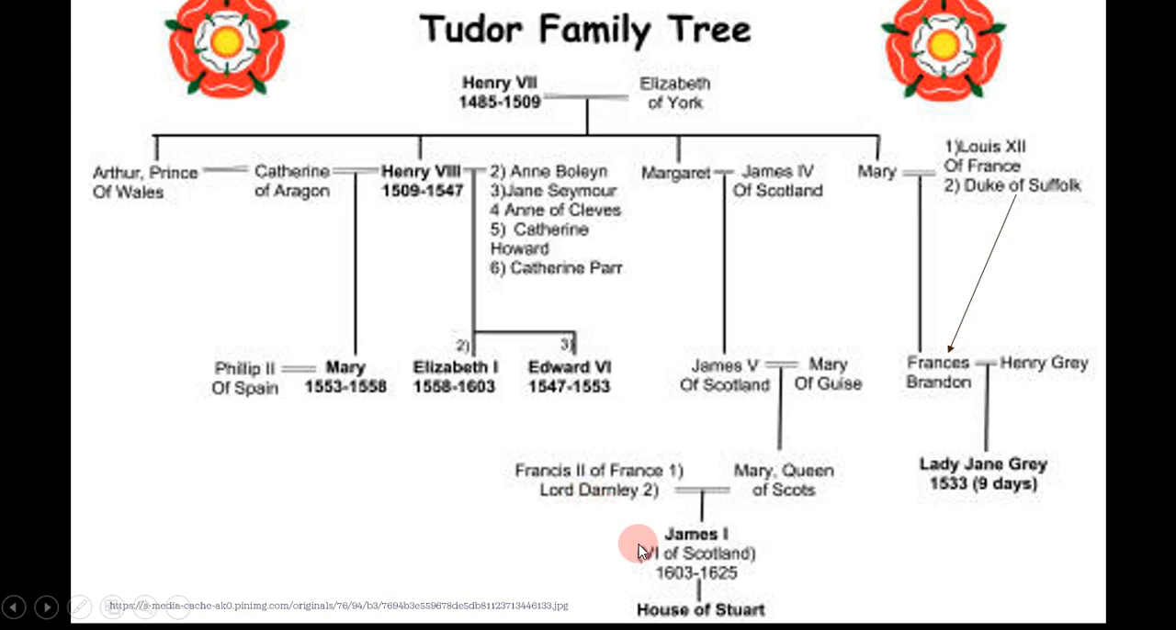Marries a guy called Darnley, and she has a son called James. All right, who was James VI of Scotland. James Stuart was his name. All right, then there was the other sister, Mary, the youngest sister.